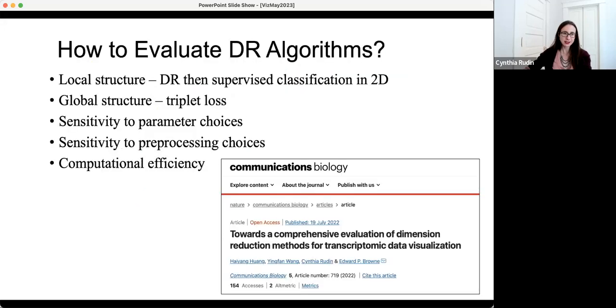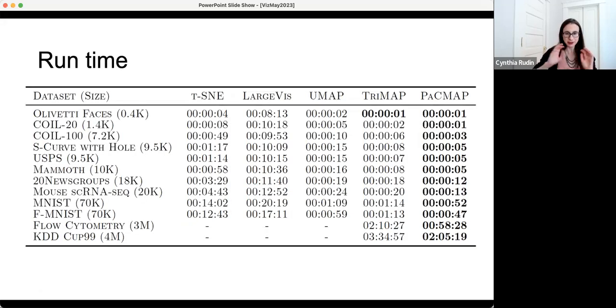Now the last analysis is runtime. So I'm going to show a table. Sorry about that, but it's very easy to read because PaCMAP is just much simpler than all the other methods, and so it finishes in a much faster runtime. And it even finishes in cases when the other methods can't run because it would take too long.